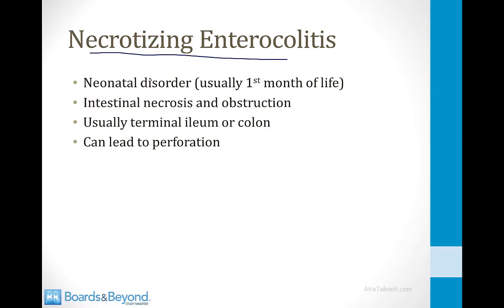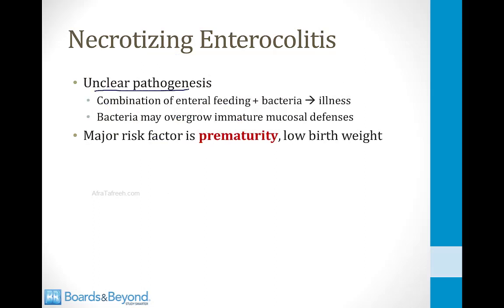Necrotizing enterocolitis is a neonatal disorder that usually occurs in the first month of life. It usually occurs in a preterm or low birth weight baby. Babies who develop this have intestinal necrosis, and this results in obstruction. It usually occurs at the terminal ileum or in the colon, and if left untreated, it can progress to perforation. The pathogenesis is unclear. It's believed that some combination of food in the GI tract plus bacteria leads to illness. One hypothesis is that the bacteria may overgrow the immature mucosal defenses of the baby.